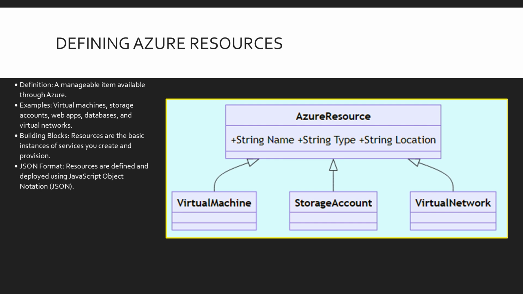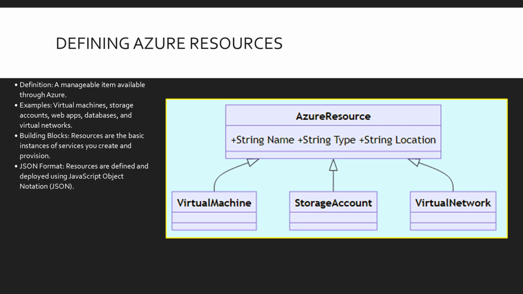Simply put, a resource is any manageable item that is available through Azure. Whether you are spinning up a virtual machine, configuring a virtual network, or deploying a database, each of these entities is considered a resource. These are the basic building blocks of the cloud. Importantly, these resources are defined using declarative syntax, typically in JSON format, which allows you to state what you intend to create without writing complex programming commands.